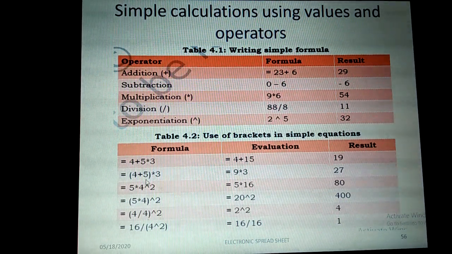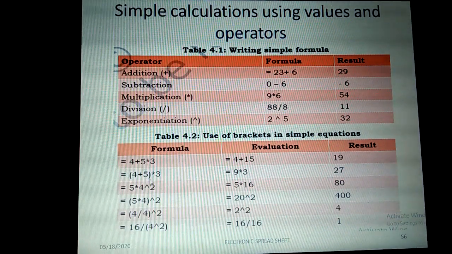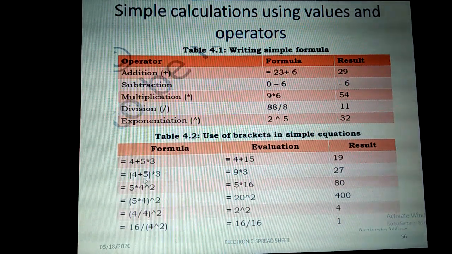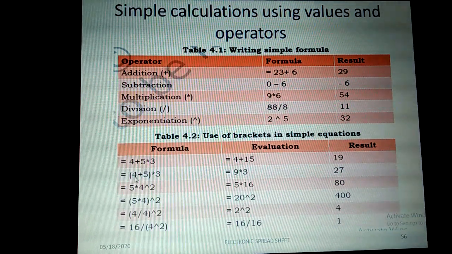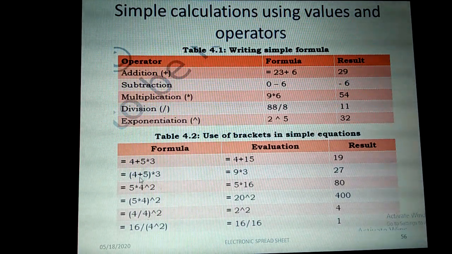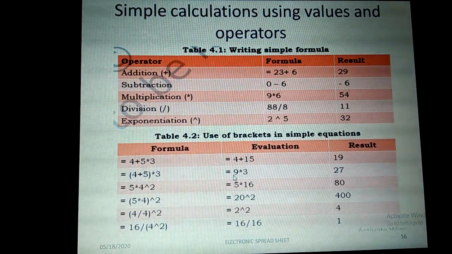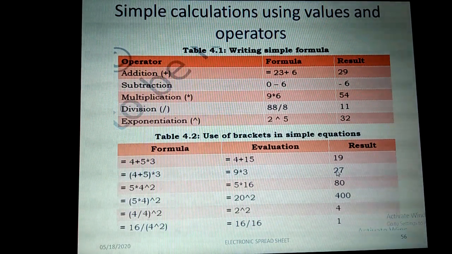But if you consider the bracket, the parenthesis has higher priority than these two operators. So whatever operators are placed inside the parenthesis, you need to solve first. So 4 plus 5 will give the answer 9. Then 9 star 3, that is 9 multiplication 3, will give the answer 27.